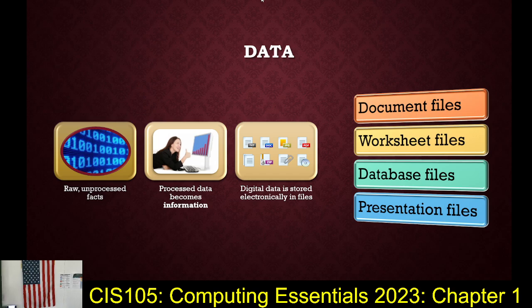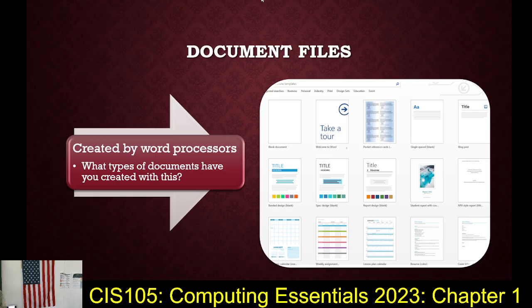But keep in mind that digital data is stored digitally, electronically, in literally thousands of different file types. They're all out there. The 4 main file types you're going to use in this course are the 4 here on the right. Document, worksheet, database, and presentation. Yes, in that order on Thursdays. So document files, they're created by word processors.